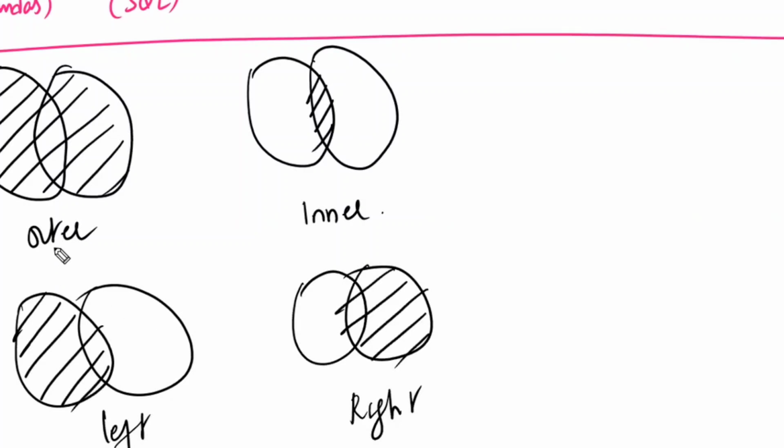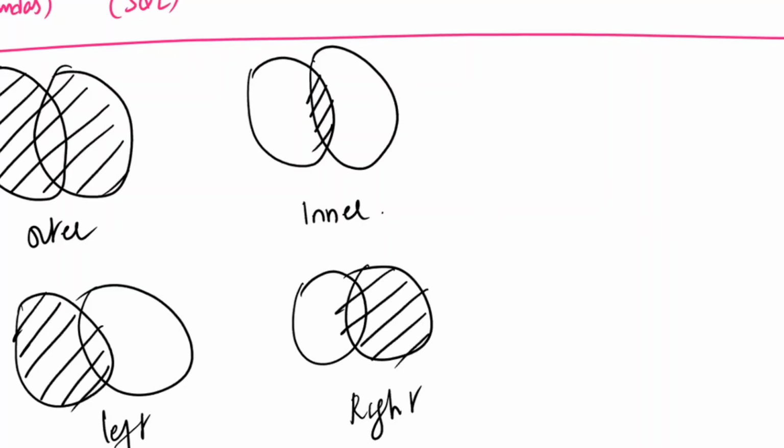Okay. Now, outer join, inner join, left join, right join. Fine. Names are clear and diagrams are clear. Left side means left side circle is filled. Right means right side circle is filled. Inner means intersection is filled. Outer means everything is filled. Diagram is clear. Now let us understand the concept.